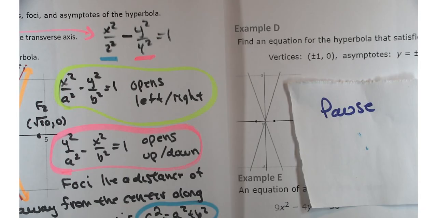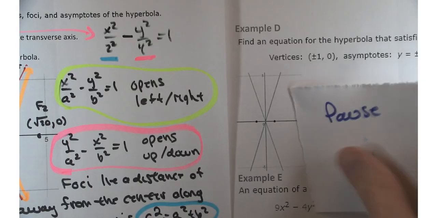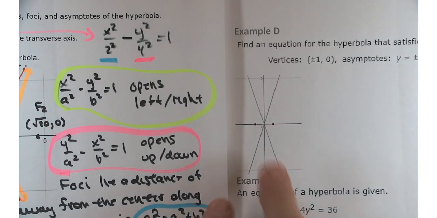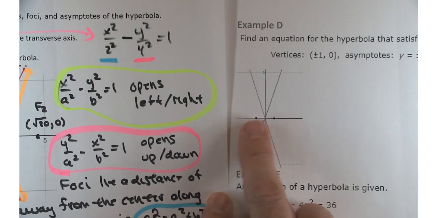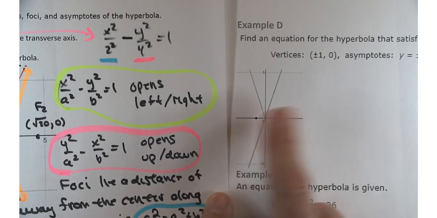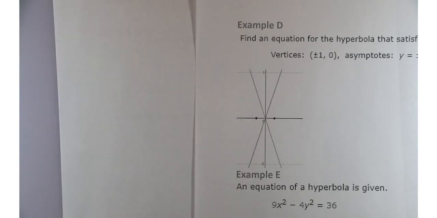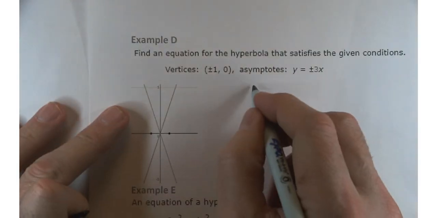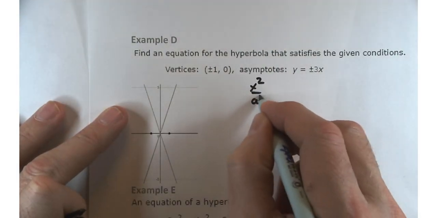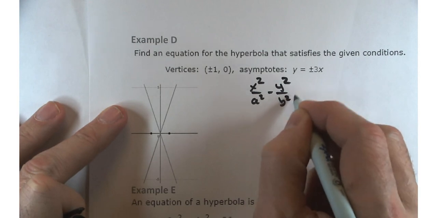Which way does this have to open? Left and right or up and down? So what's the consensus? Left and right or up and down? Left and right. Because your vertices are here and here. So the hyperbola has to open from the vertex to the left and from the vertex to the right. So good job on that. So generally speaking, our hyperbola is going to look like this. X squared over A squared minus Y squared over B squared equals 1.